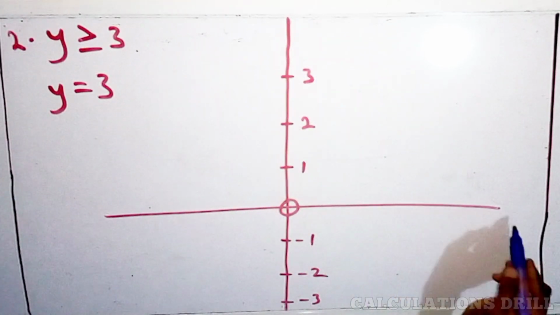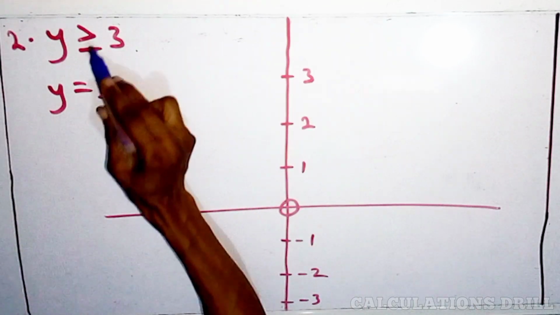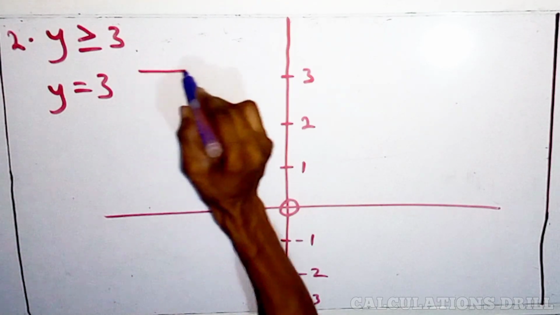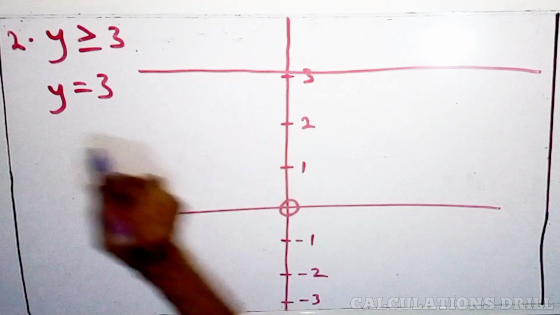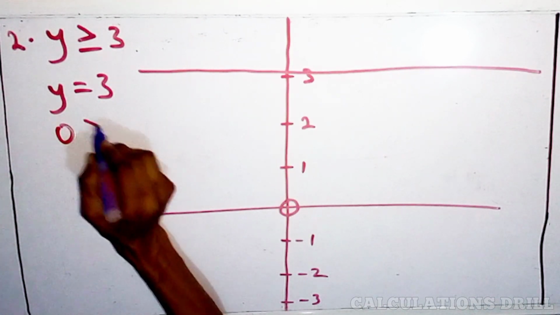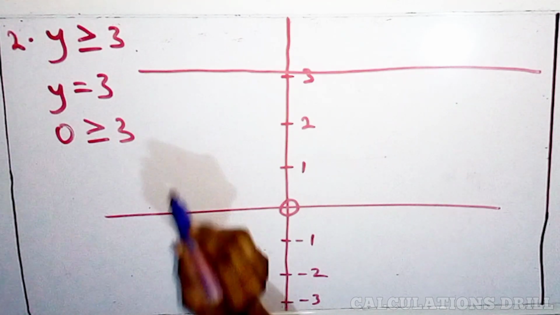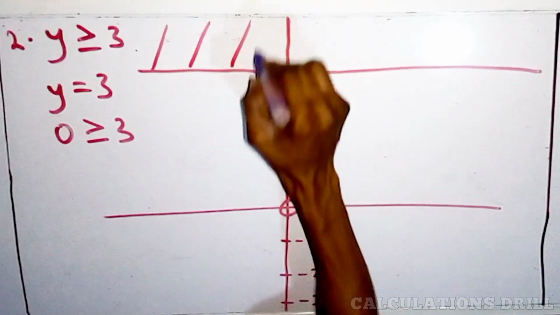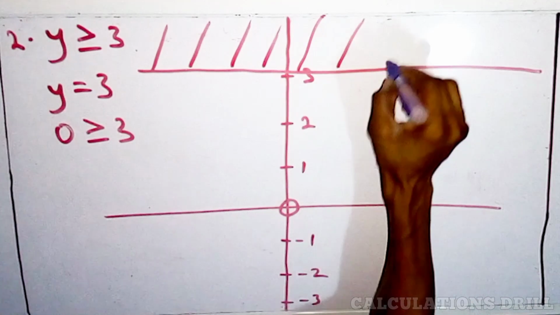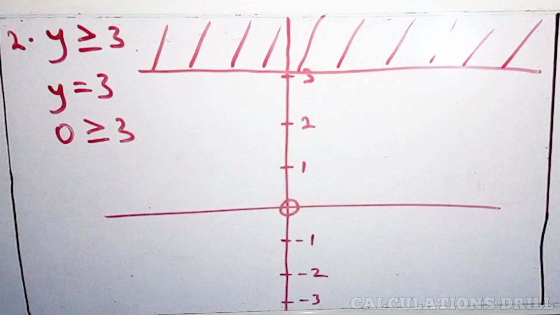So we are equally going to use our 0 test. This is greater than or equal to, so we are going to use a thick continuous line. Then the next thing is our 0 test. Anywhere you see y, you put 0. So is 0 ≥ 3? You can see now that 0 is not greater than 3. So the origin will not be included in the shading. We're going to shade the upper part. Why? Because it is false.